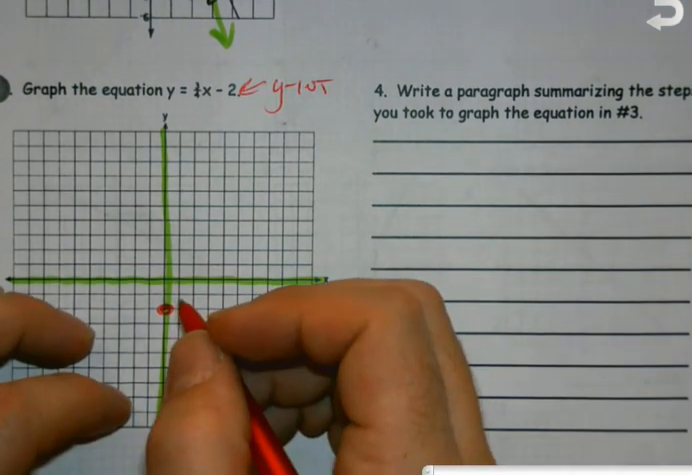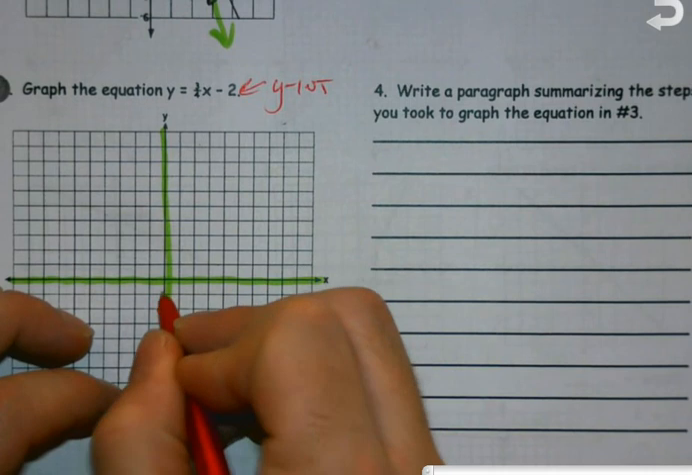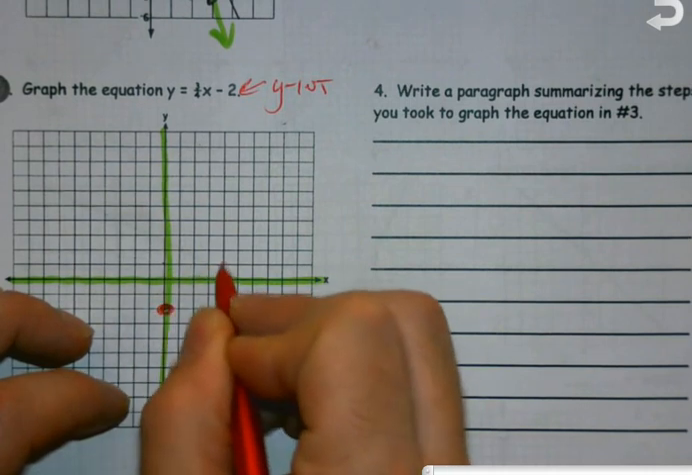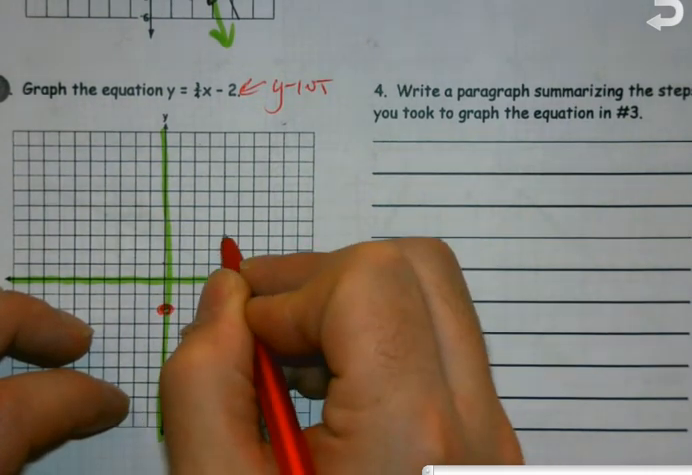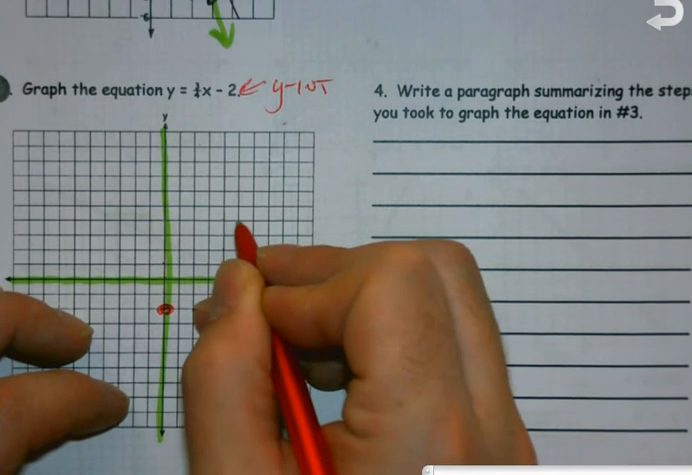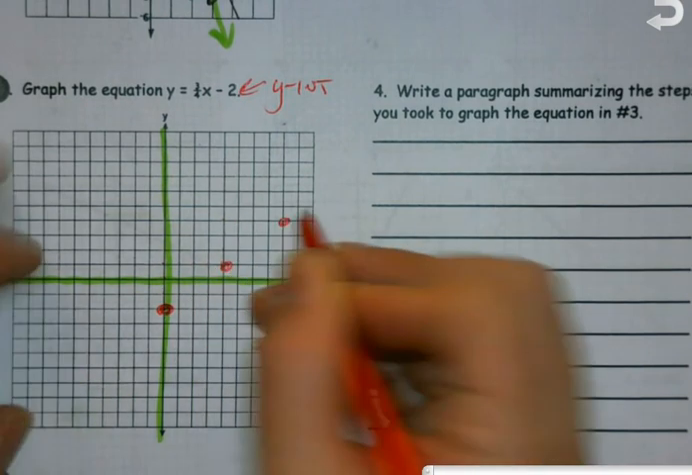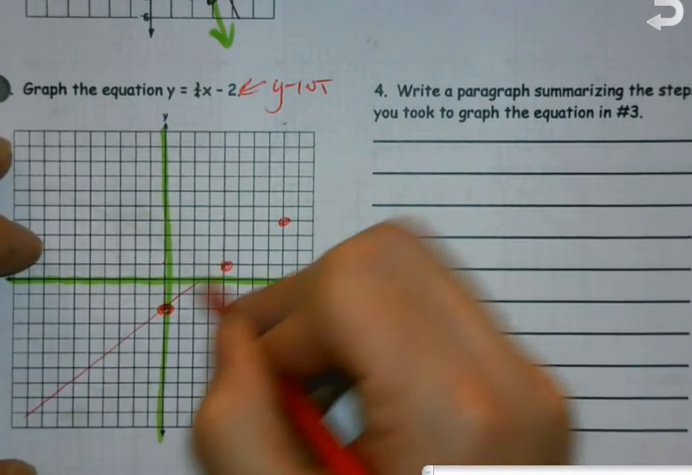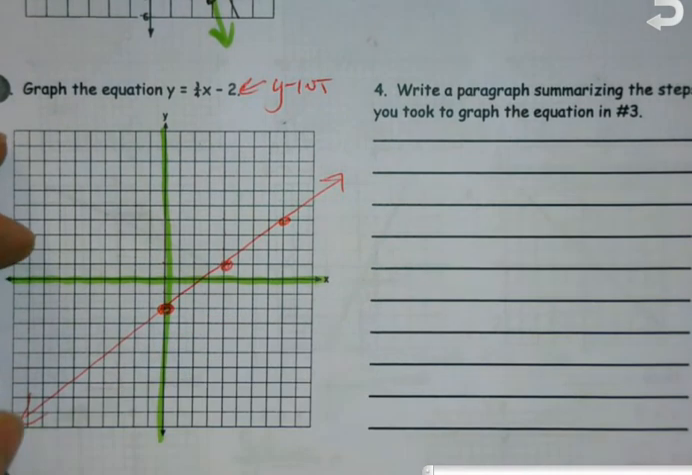Where are we going? Up 3 and right 4. I'm going to do that again here. Up 3, right 4. I want an accurate line here, unlike my first one that I attempted.